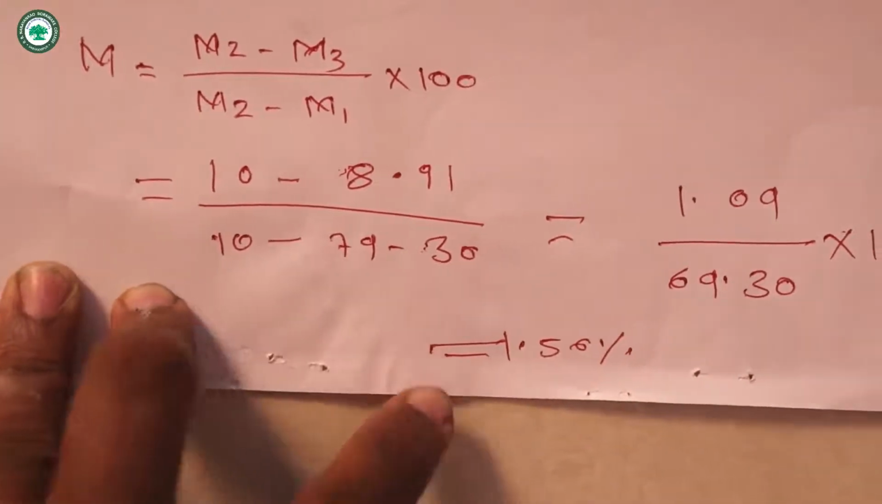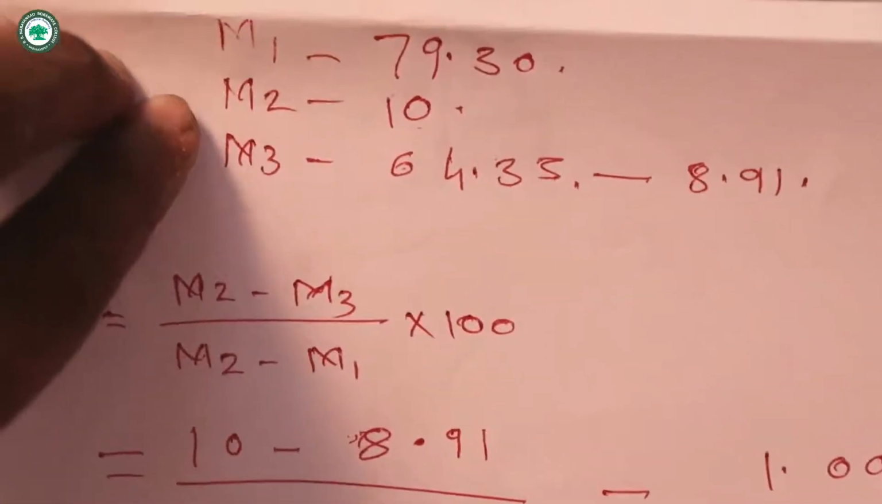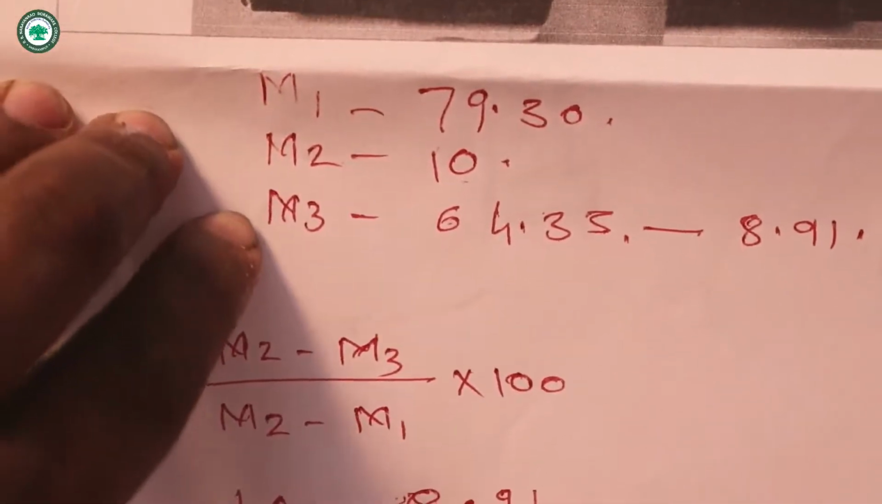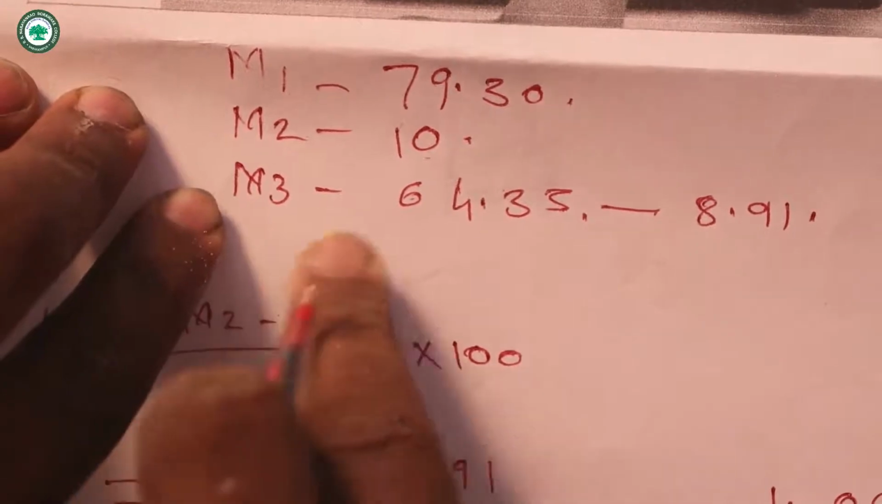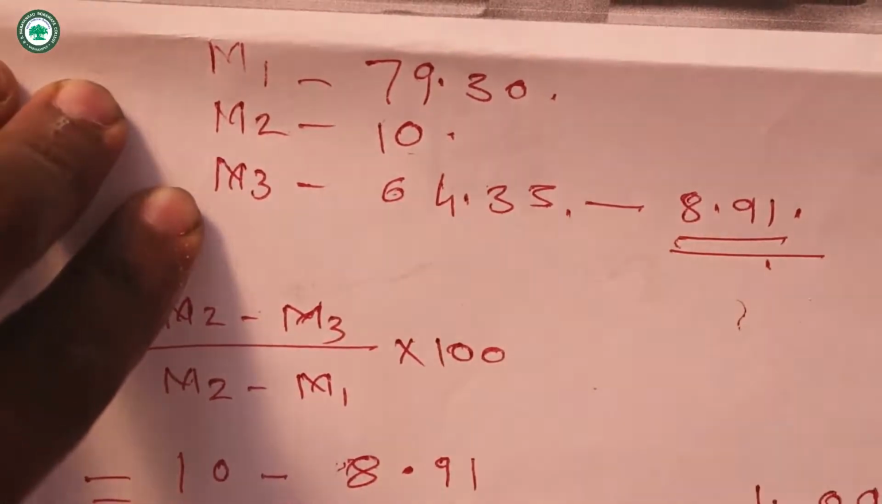in this way moisture will be determined. First we have to determine M1, then determine M2, then M3. M3 is nothing but the weight after the drying. That is actually 8.91.